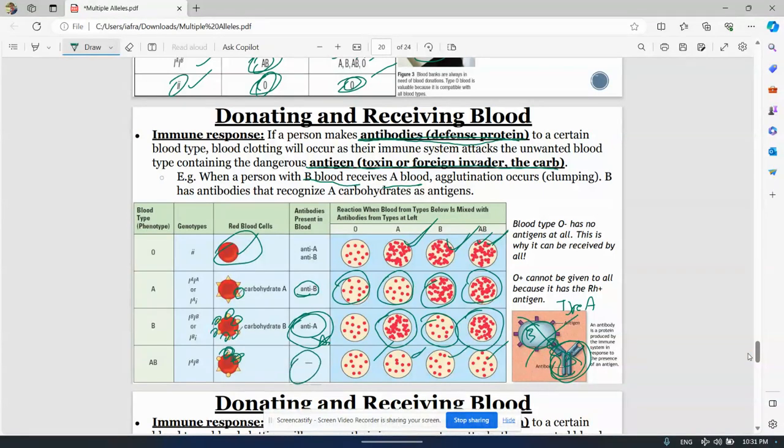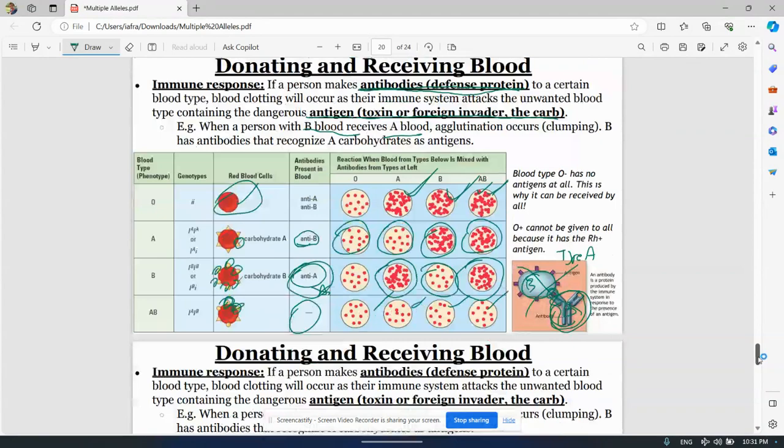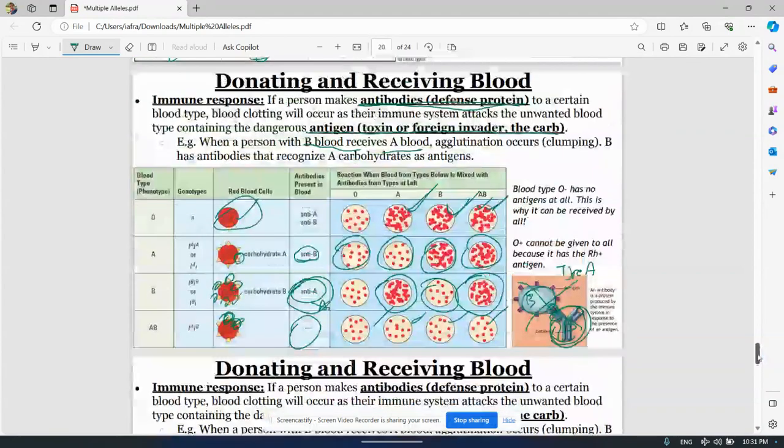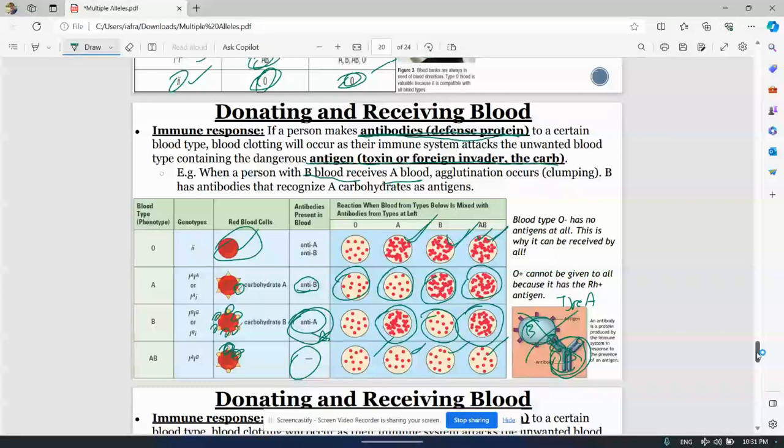Okay. And this also applies for the Rh positive, negative. So, for example, if you're blood type O minus, O minus can be given to everybody because there's no Rh factor at all, and there's no carbs. Okay. If you're O plus, you can be given to most people, but you can't be given to people who are minus, because the plus will be recognized by the minus people and then destroyed because they don't have any plus protein in their body.